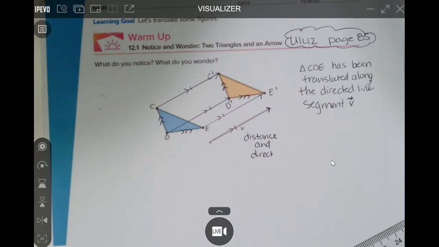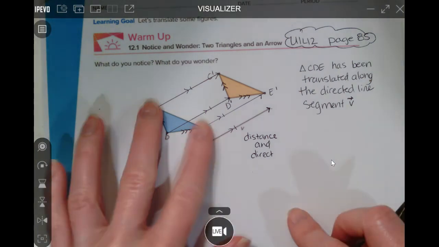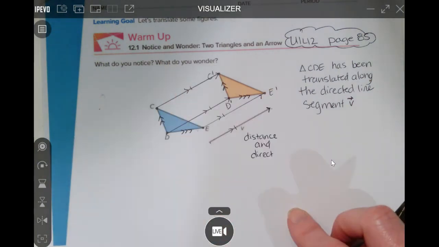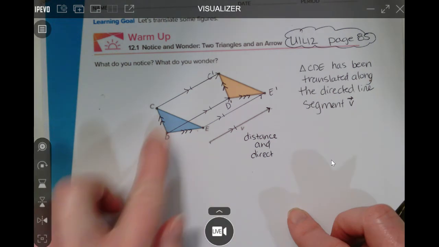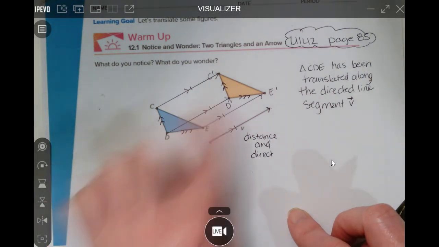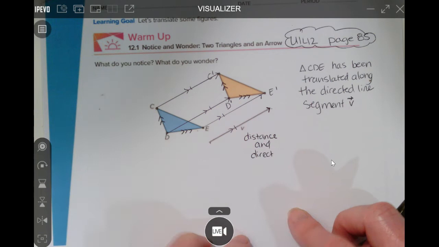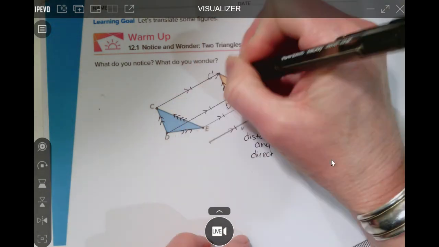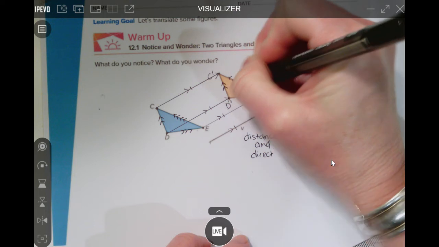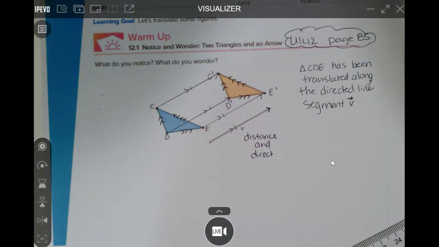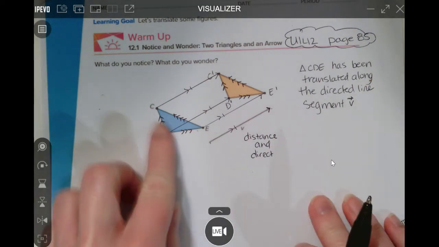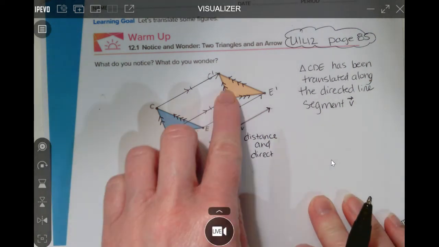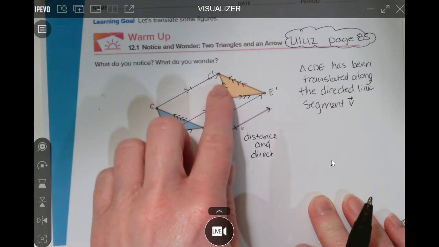And finally, let's look at CE. CE is the same distance as C prime, E prime, but I'd also like you to notice that CE is parallel to C prime, E prime. Let's mark that with four arrows. When we do a translation, we move lines to parallel lines. And this is what we mean. We move this line to this line, and they're parallel.